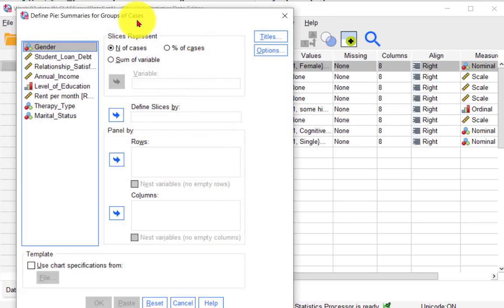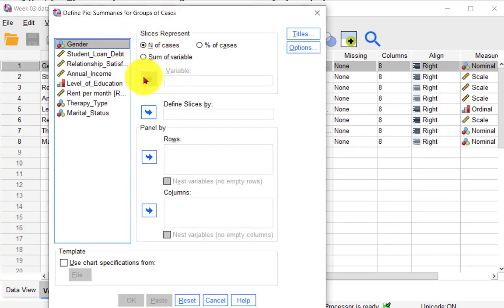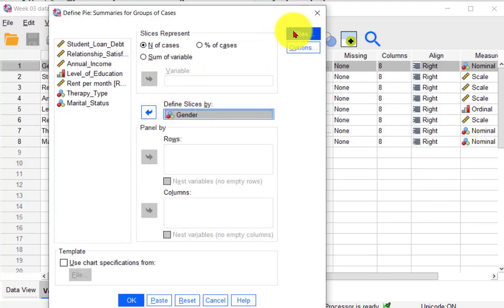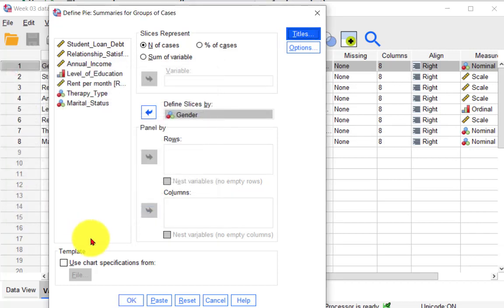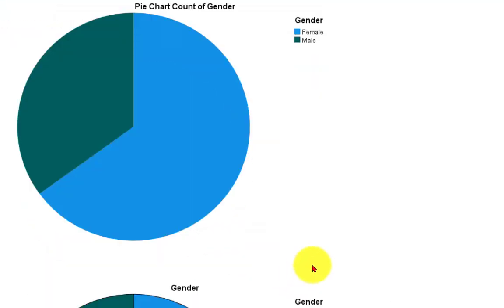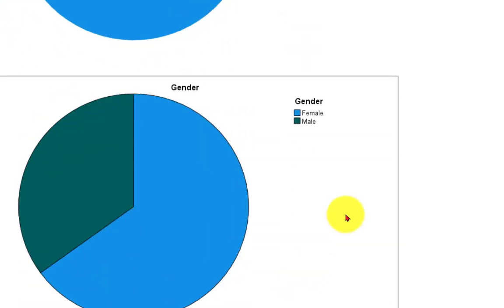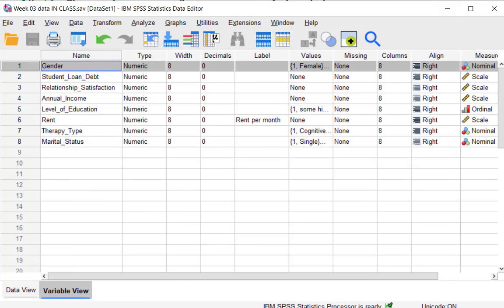Define. What do you want the slices to be? We want the slices to be gender, right? Just define slices by, boom. You can name it anything you want, right? Gender. And click OK. We should get the same thing. Look at that, two genders. Wow. Okay, so again, it's females. That was pretty basic. Next problem.